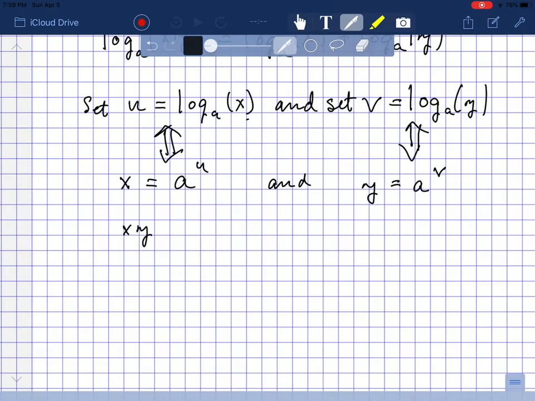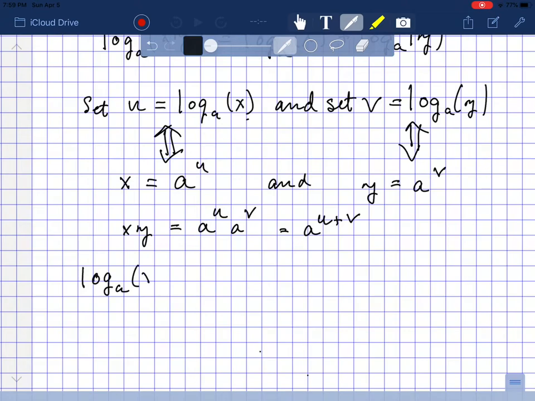Let's look at x times y. I know that x is equal to a to the u power, and y is equal to a to the v power. So x times y is equal to a to the u times a to the v, which is equal to a to the u plus v power. Got it?